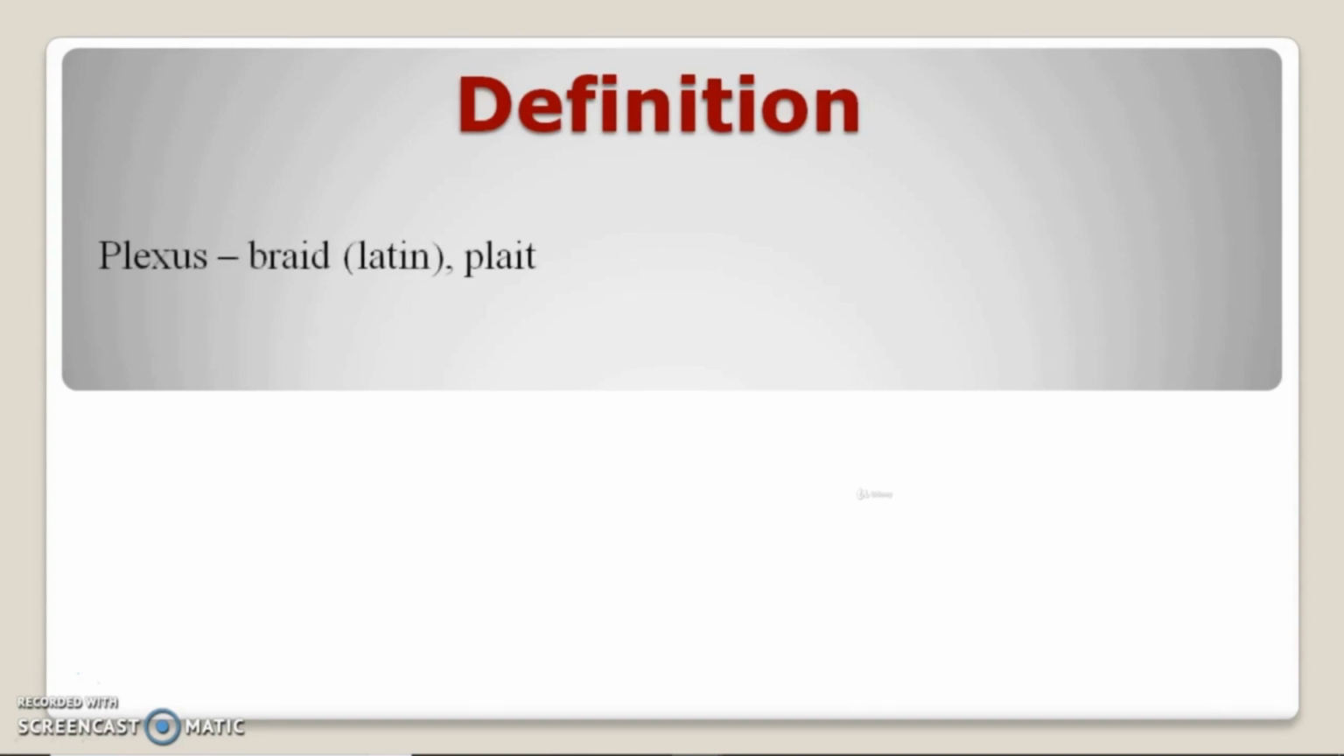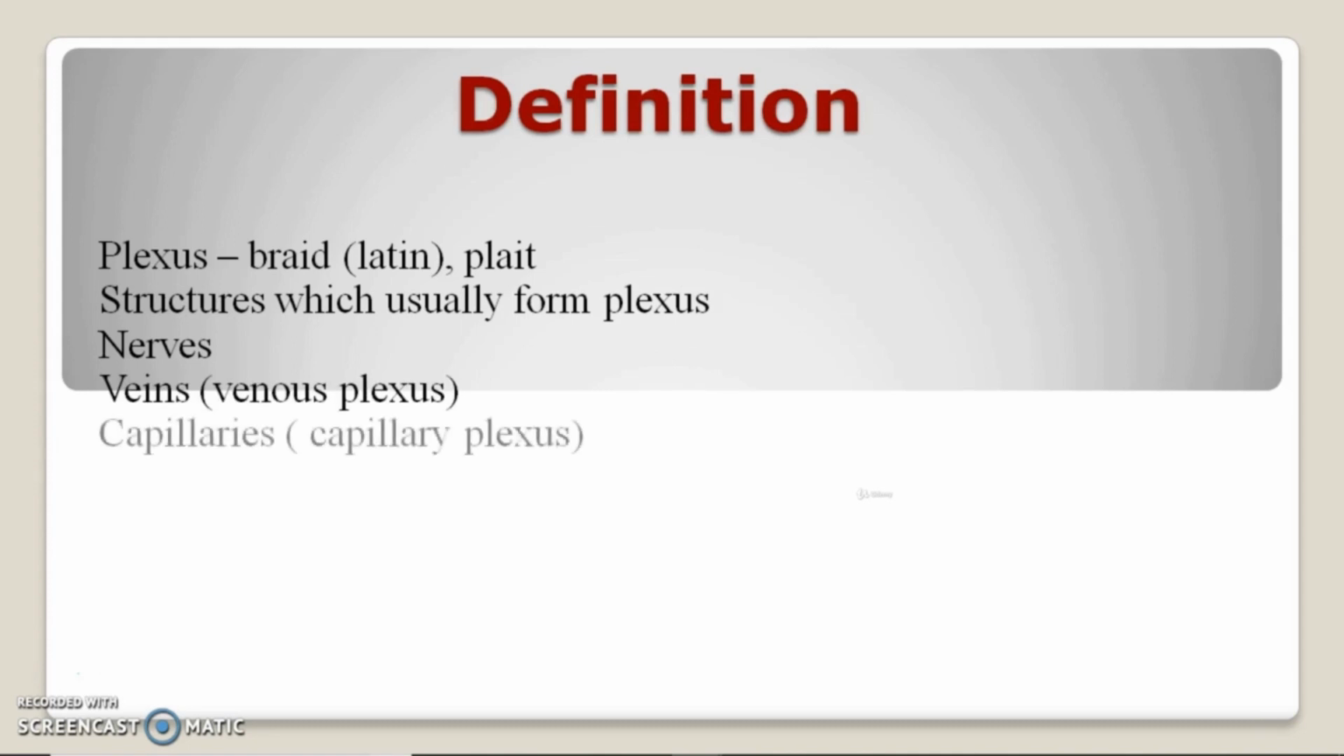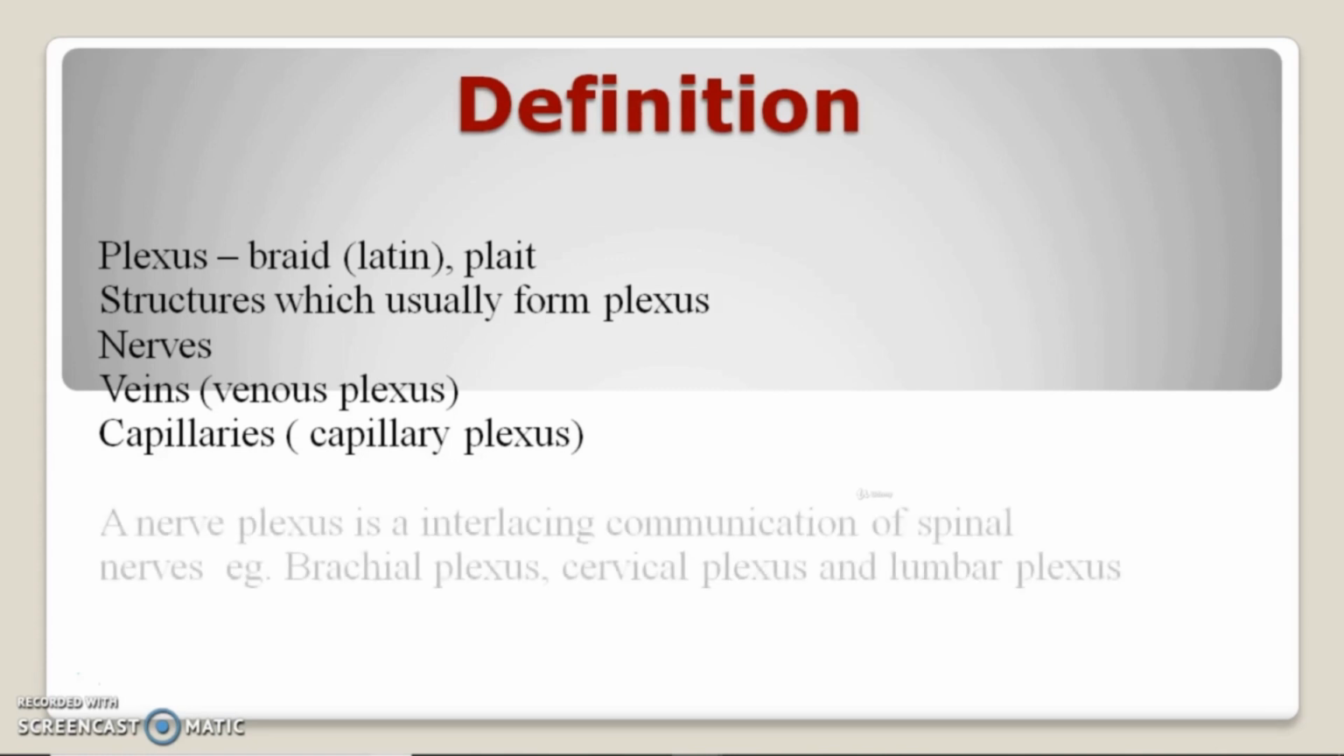Plexus usually means it has an appearance like a braid. In Latin we call plexus a braid, or you can name it a plait-like appearance. A plait-like appearance, if you are seeing that, is called a plexus in our human body. It is divided into nerve plexus, venous plexus and capillary plexus. So we will have this type of plexus formation in nerves, veins and capillaries.